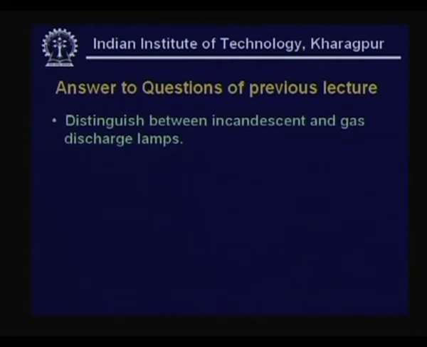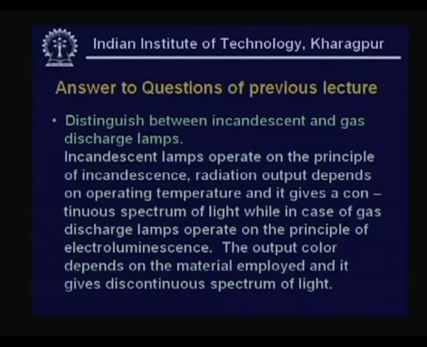Distinguish between incandescent and gas discharge lamps. Incandescent lamps operate on the principle of incandescence. Recall that incandescence is a physical process where radiation output depends on operating temperature and gives a continuous spectrum, while in the case of a gas discharge lamp, the principle coming into play is electroluminescence, that is, a gas vapor being burnt, and the output color depends on the material employed and gives a band spectrum or a discontinuous spectrum of light.